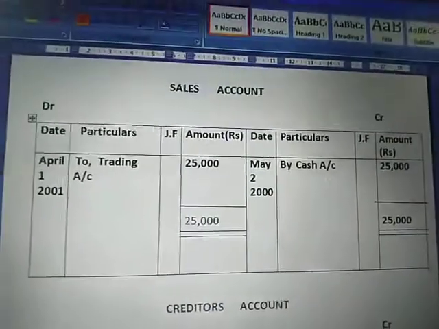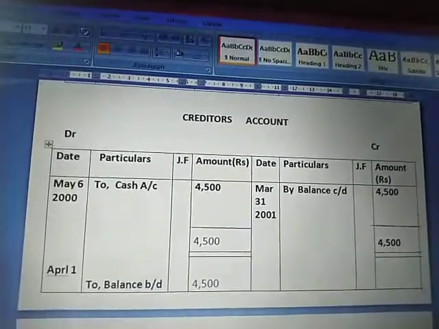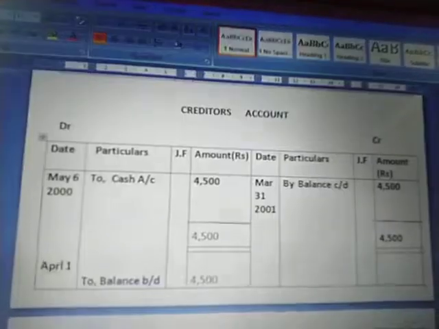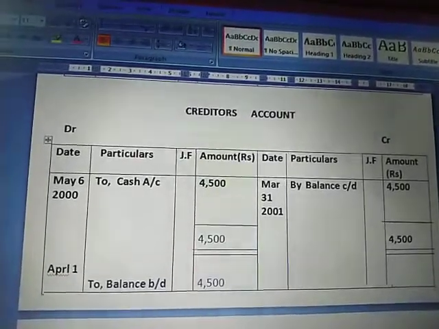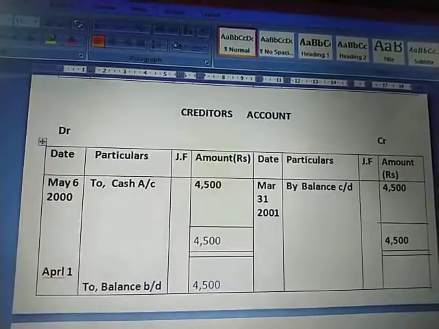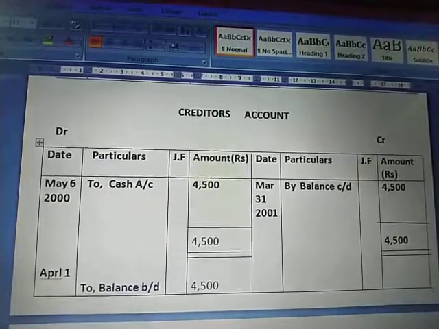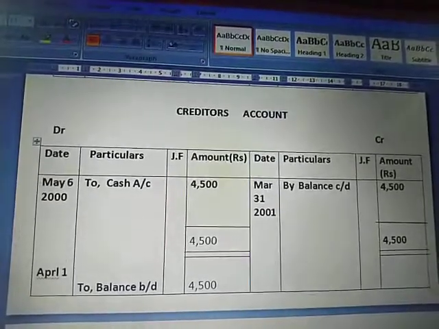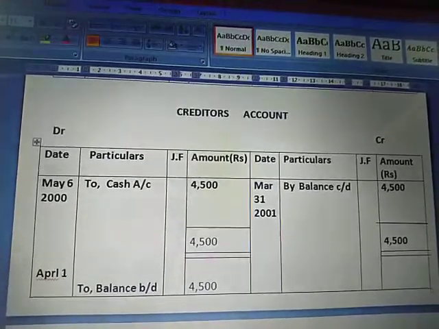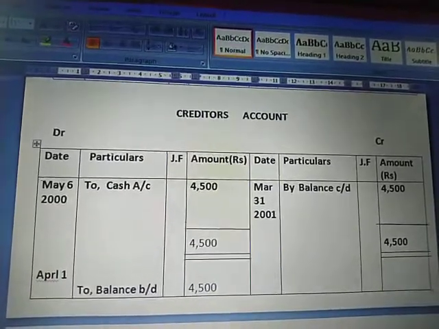Okay. Next we have creditors account. Creditors contains a credit balance, and since we have paid them, it will be debited or recorded on the debit side. So May 6, cash account 4,500, and by balance CD we have to balance it by 4,500. On 1st April 2001 it will be transferred as balance BD. It will be brought down.